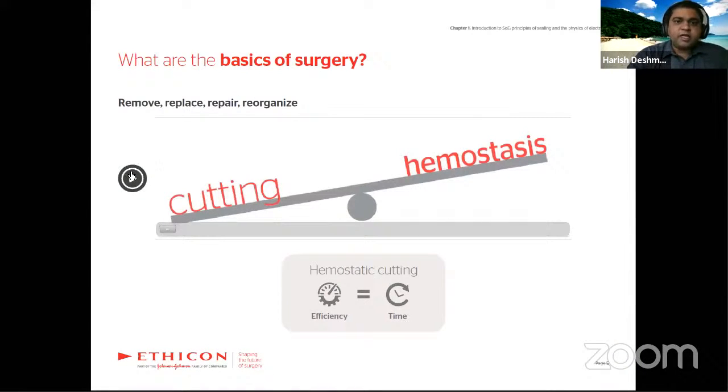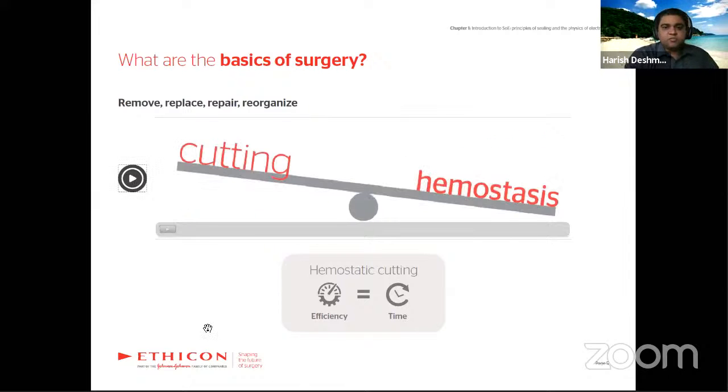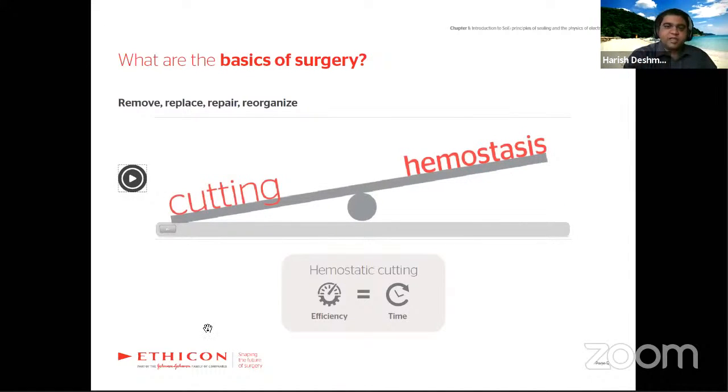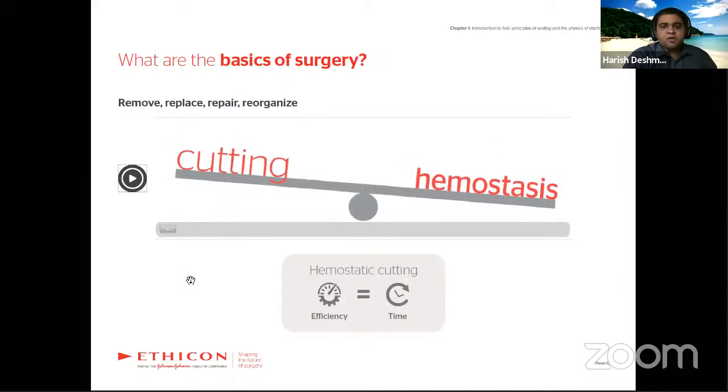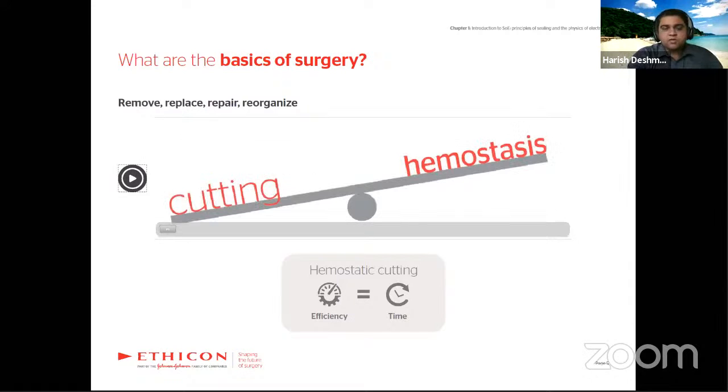In any kind of surgery, the most important thing is that we remove, replace, repair, or reorganize whatever we have to manage in the system. All this has to be a balance of cutting and hemostasis. Then only will the end result be better. If you are going for a better cutting mode, the higher the cutting, the lower the hemostasis. But if you look at more hemostasis, the cutting speed reduces. So we need to have a balance between both to give the best results in the surgery.